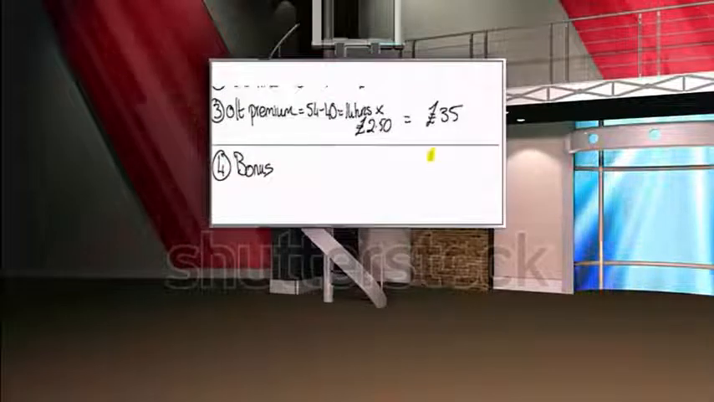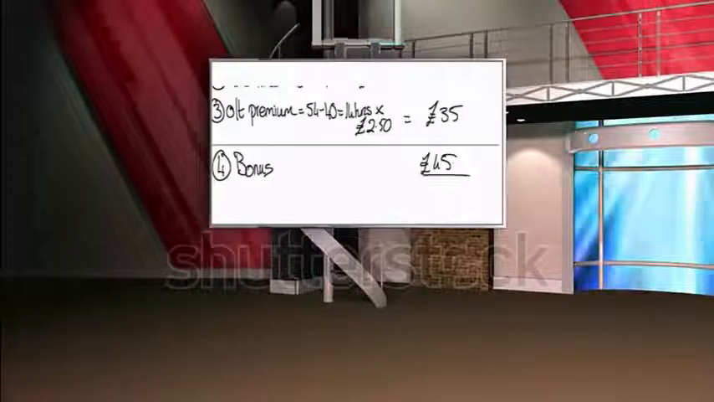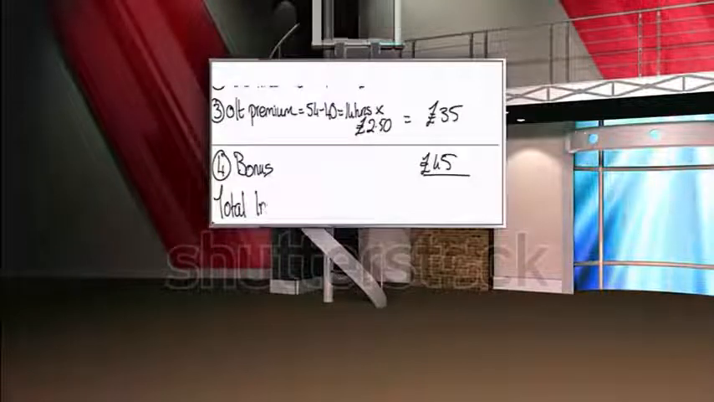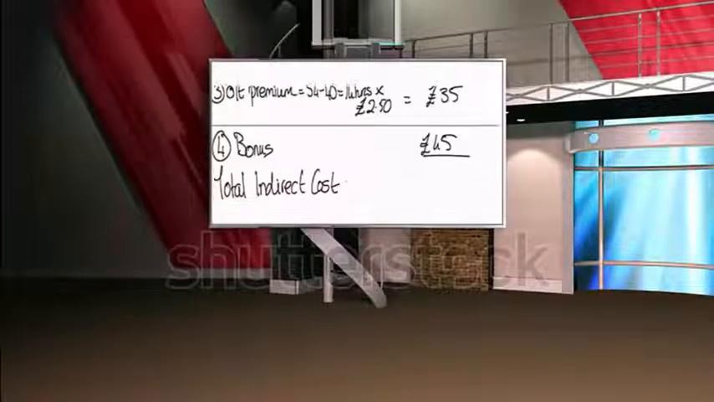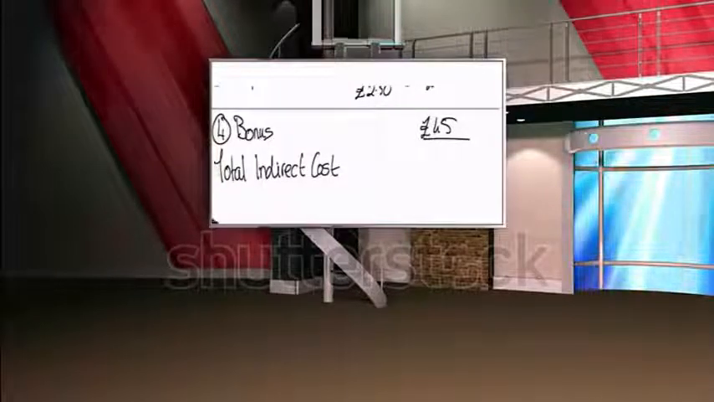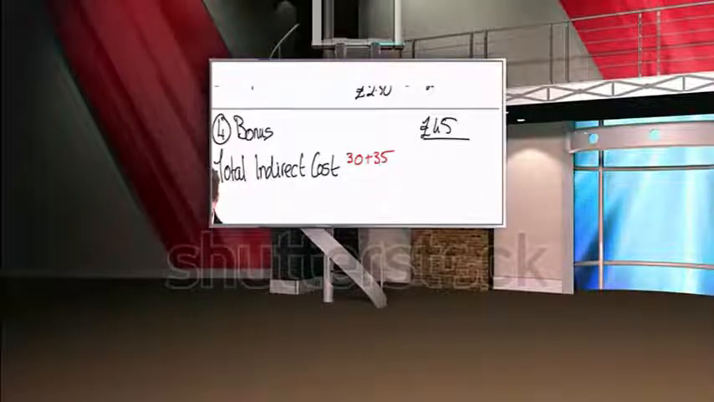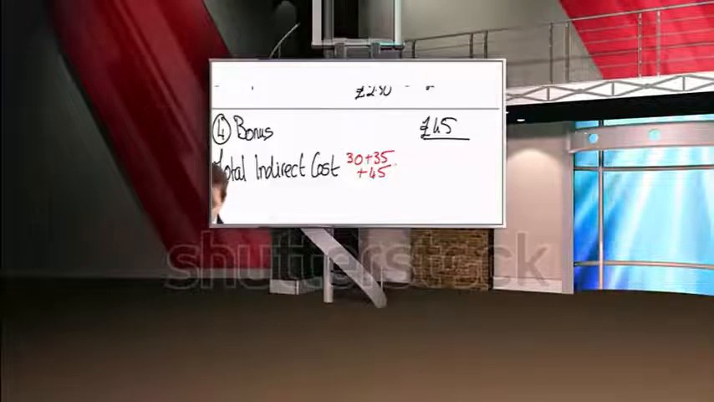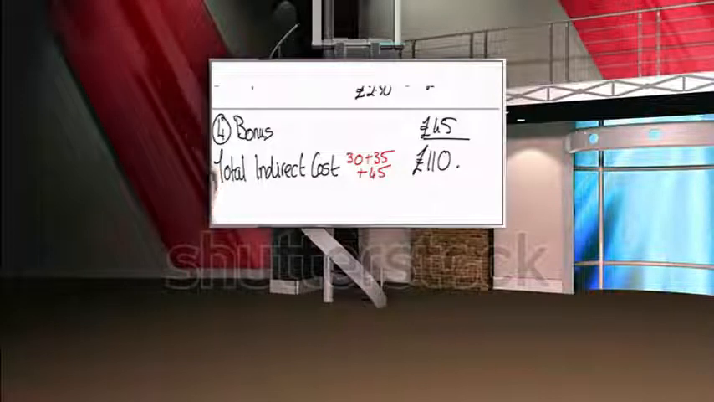We'll just bring that in to our wages calculation. Our final indirect cost is our bonus of £45. So our total indirect cost will be our idle time hours, which were £30, plus our overtime premiums, which were £35, plus the bonus of £45. And that gives us £110 in total.